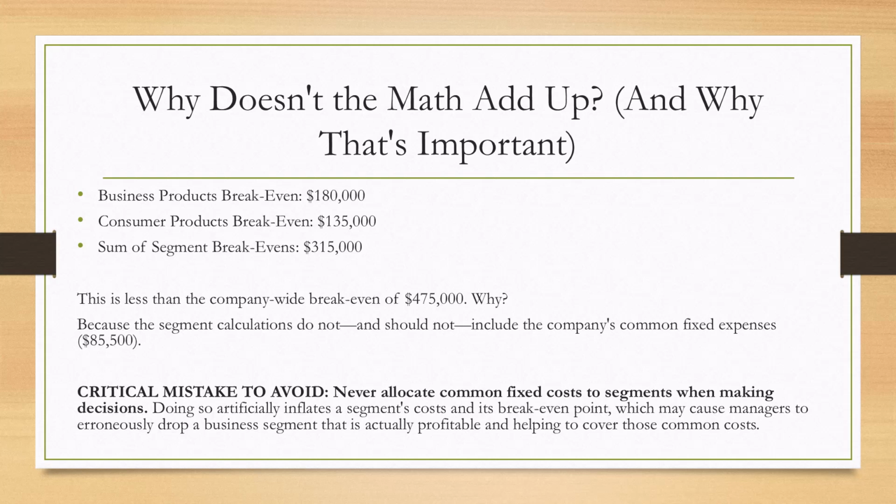Why is there a difference? The reason is that the segment break-even calculations correctly do not include the company's common fixed expenses of $85,500. This leads to a critical rule to avoid a major mistake. You should never allocate common fixed costs to segments when making decisions. Doing so will artificially inflate a segment's costs and its break-even point. This can mislead managers into dropping a segment that is actually profitable and contributing to covering those essential common costs.